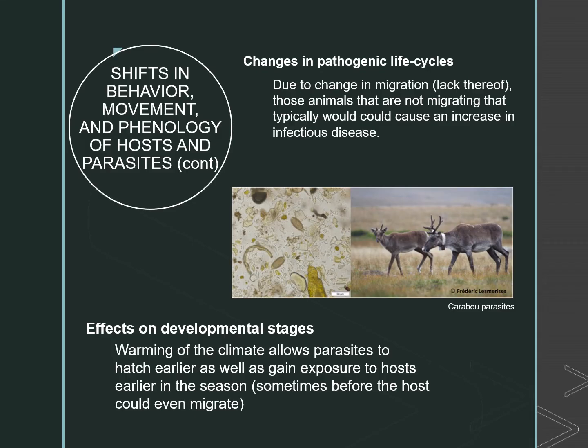So because there are new migrational trends due to climate warming, it is likely that there is an increase in infectious disease. This is because with the warming of the climate, parasites are able to hatch earlier, as well as gain exposure to their hosts earlier in the season.